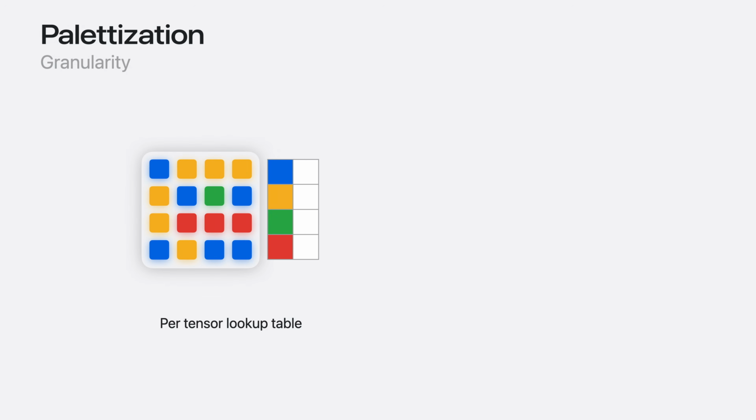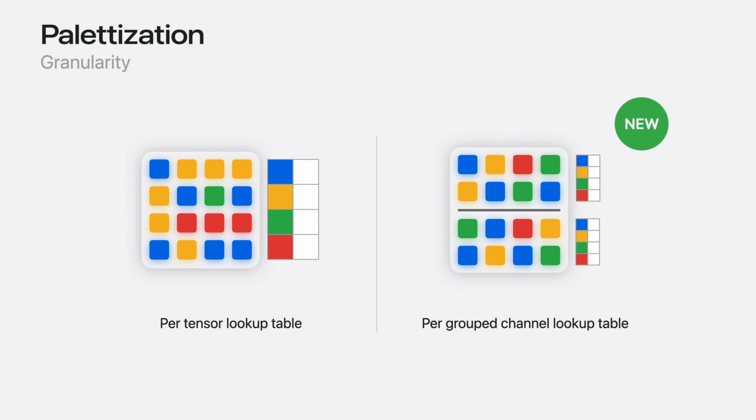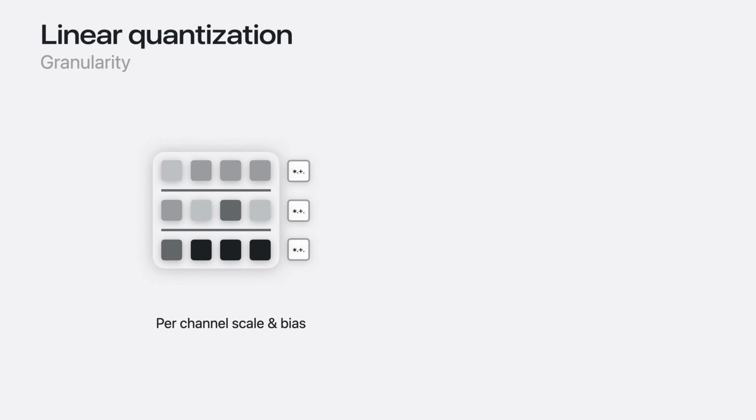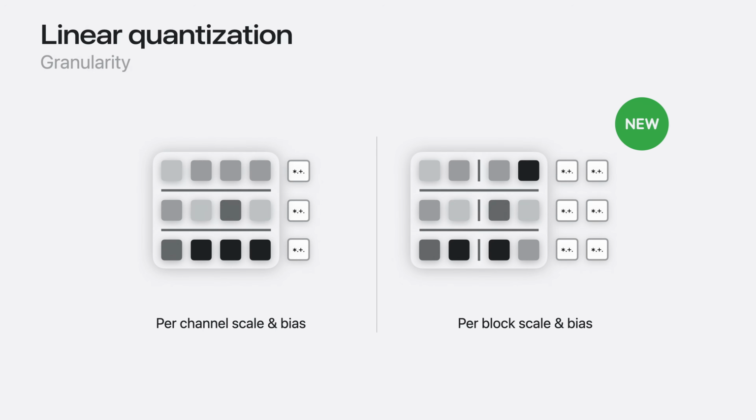Back to palletization. While in iOS 17, we could assign a single lookup table to the full-weight tensor. In iOS 18, we now can store more than one lookup table, one for each group of channels. With this, much better accuracy can be achieved. For linear quantization, whereas iOS 17 allowed for per-channel scale and bias, with iOS 18, these quantization parameters can be provided at the per-block level.